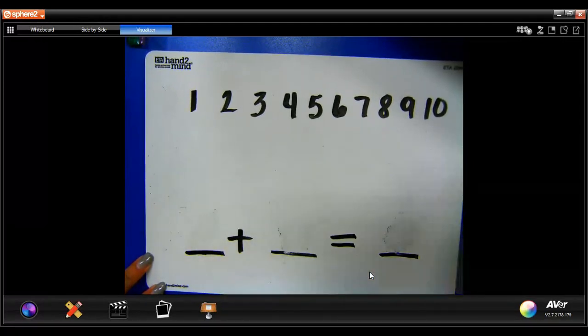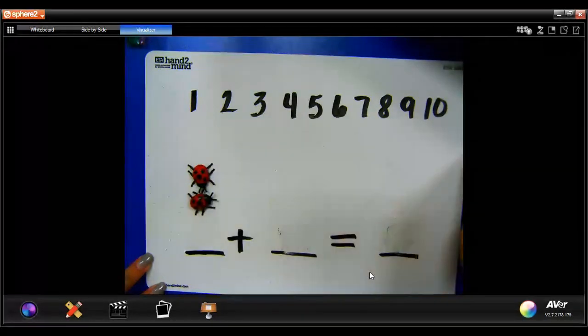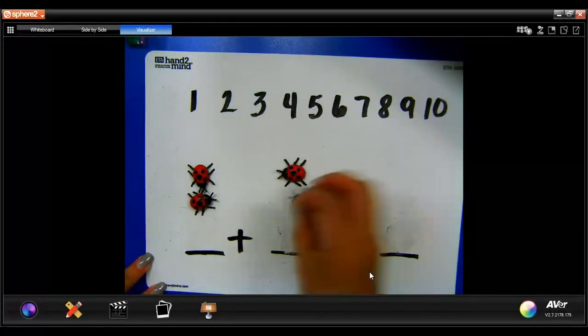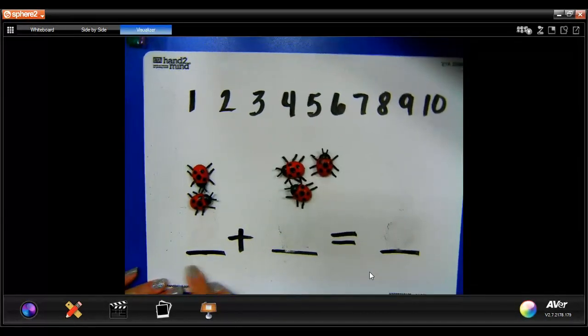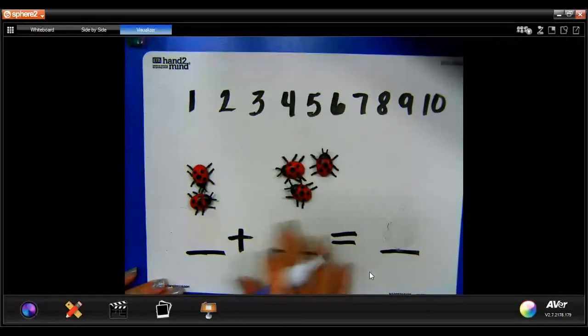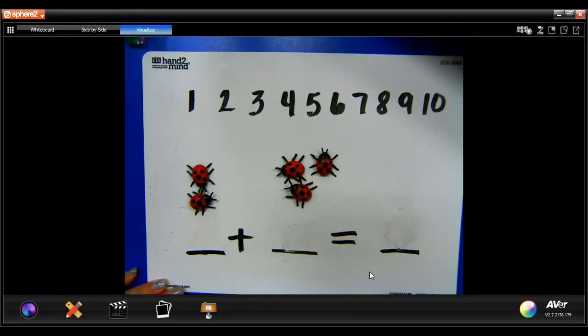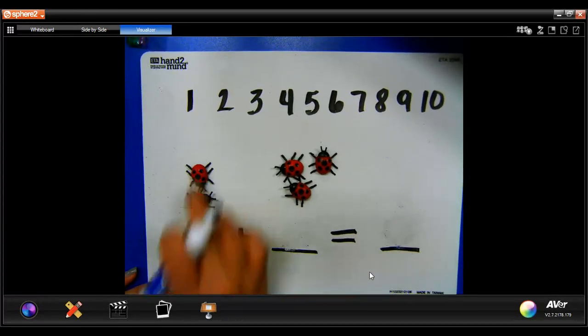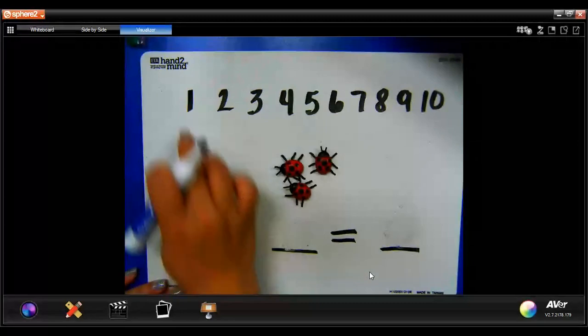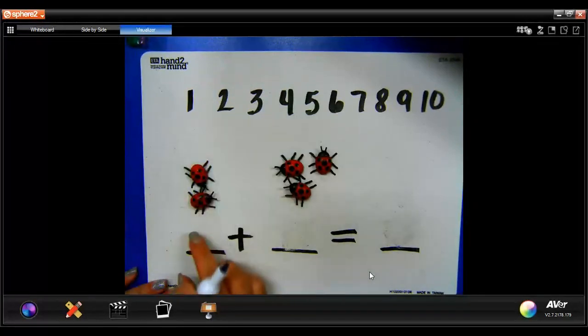Okay, so let me put some ladybugs here and some over here. Okay, so now we're going to do, did I forget to read my last addition sentence? Let's remember to say it on this one. So here we have our addition sentence. We need to put our numbers here. So here we have 1, 2, that's number 2. Number 2 goes right here.